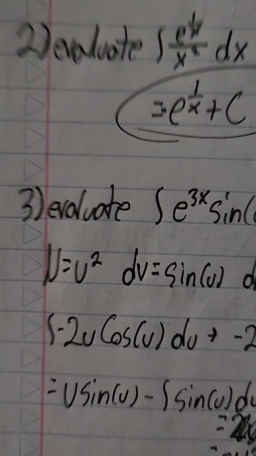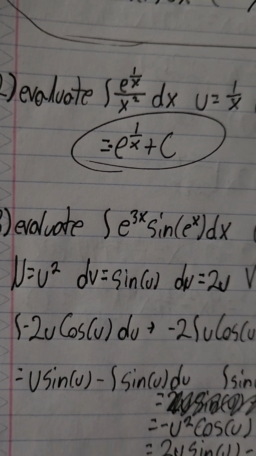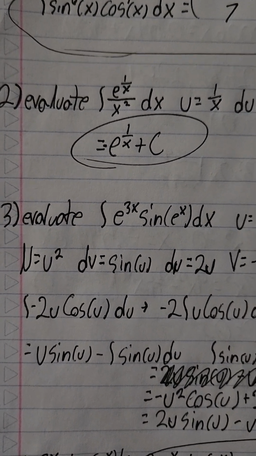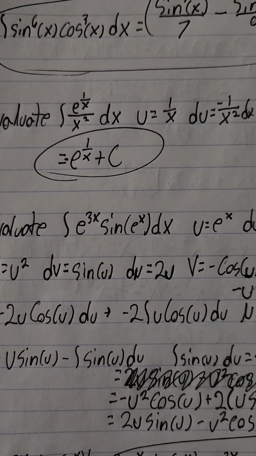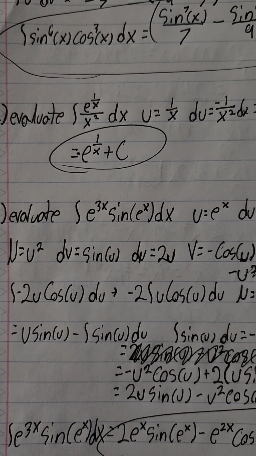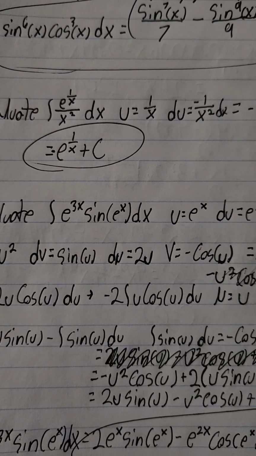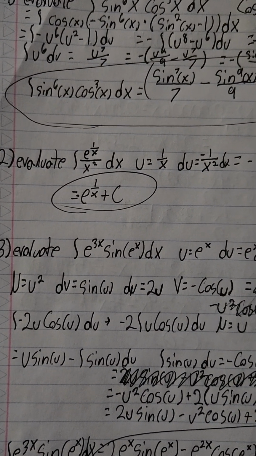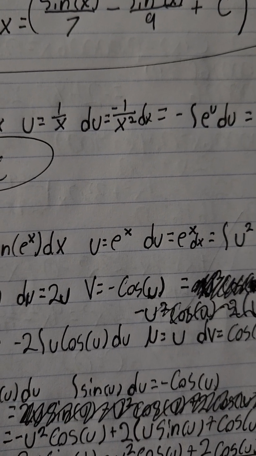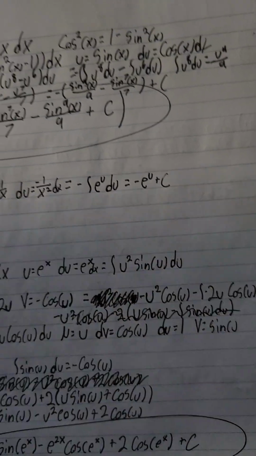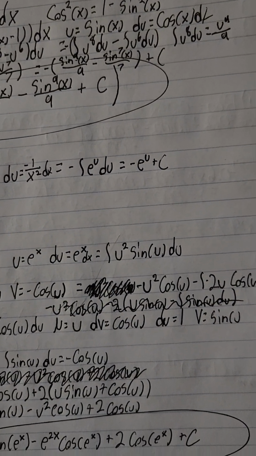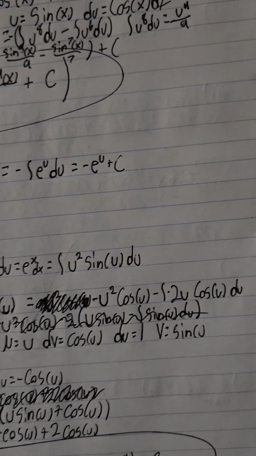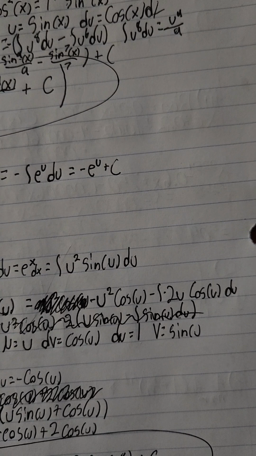But this is the new u that equals u squared. Oh, this is integration by parts, by the way. u equals u squared. We got dv equals sine u du coming from that problem. And then the derivative of u is 2u, and the integral of dv is negative cosine u. When you rewrite that problem, you get negative u squared cosine u minus the integral of negative 2u cosine u du.